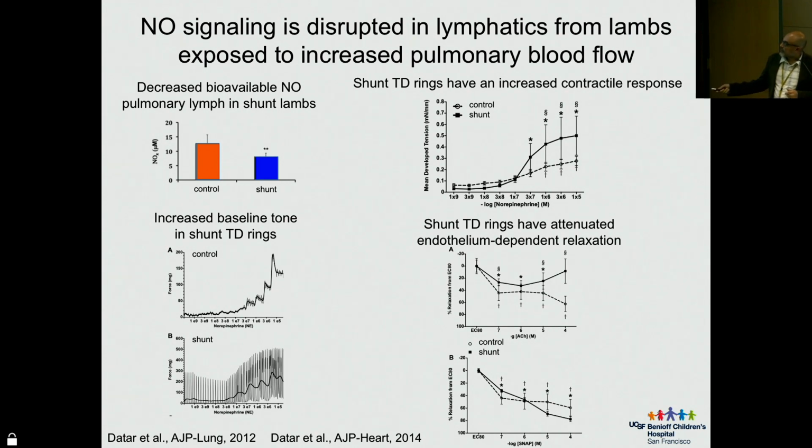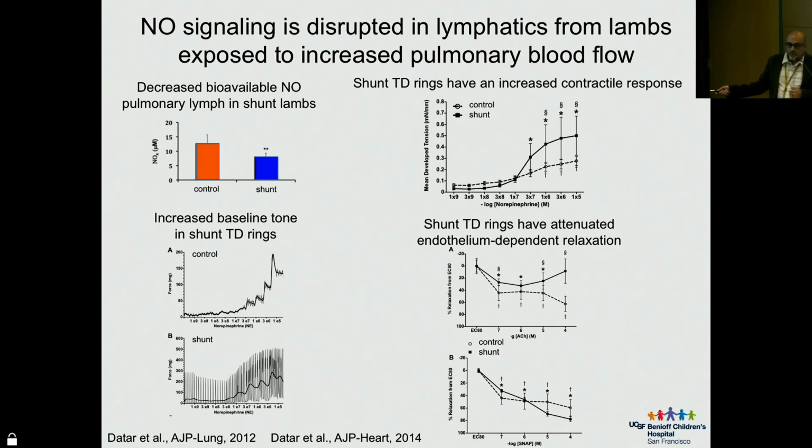In addition, another really interesting point here is that when they were given acetylcholine, which is a typical cath lab test for endothelial function, normally the endothelium would respond to acetylcholine and release nitric oxide, allowing the smooth muscle cells that surround them to relax. So the control rings will relax with increasing doses of acetylcholine. As you can see, the tension drops nicely, but in shunt rings, the tension remains the same. They're not able to relax.